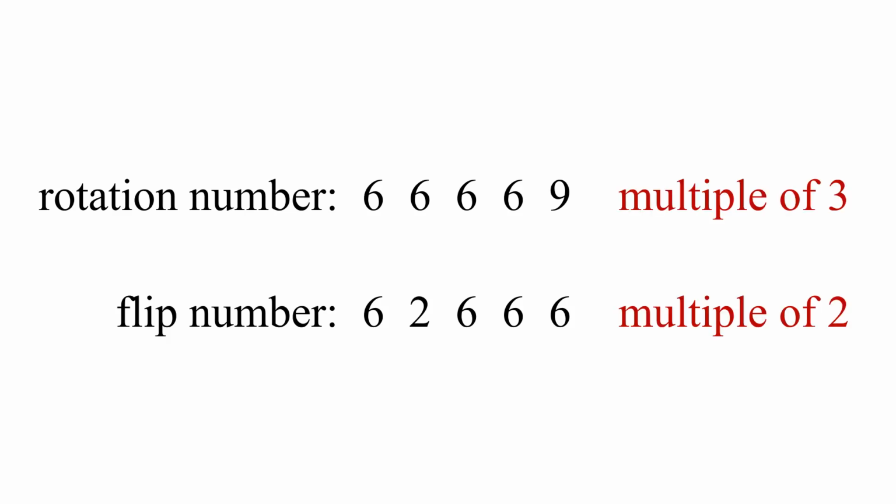You might be guessing that the rotation number is always a multiple of 3, and the flip number is always an even number. And you'll be correct. This is true for any arrangement of markers, but for our purpose, it suffices to prove it for one particular arrangement, and I'll choose one that is highly symmetric and gives the simplest proof.